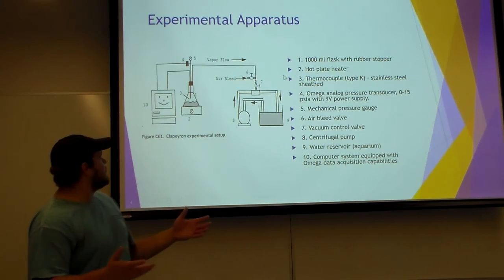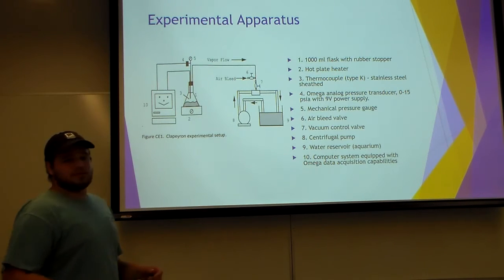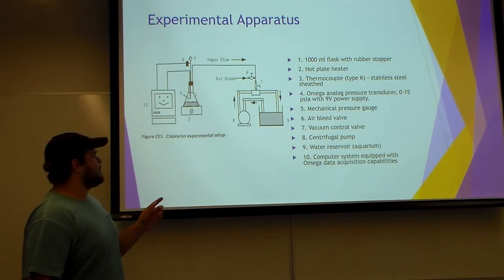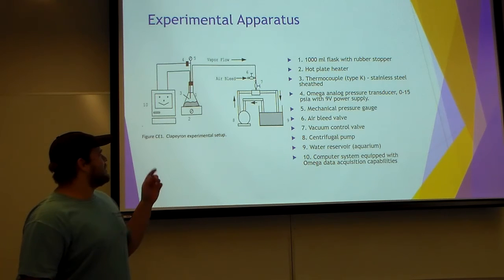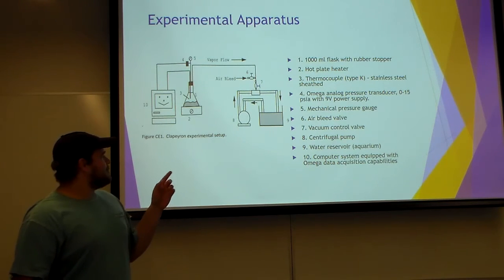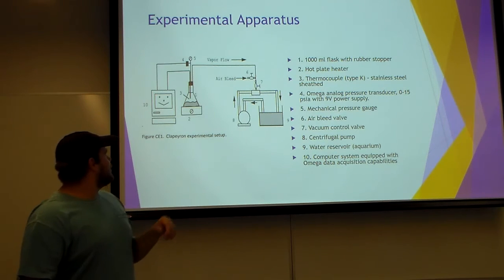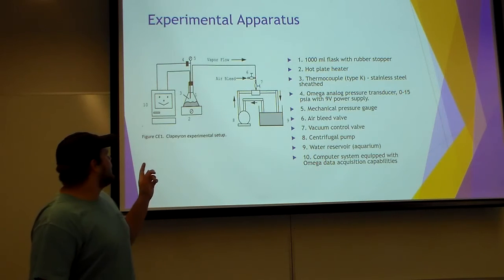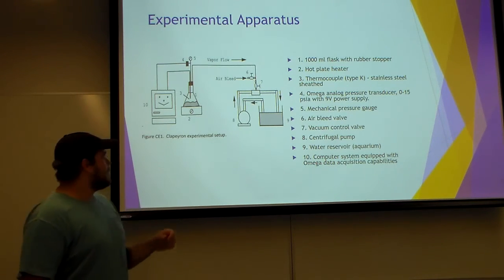So now I'm on to the experiment apparatus. This is the setup we'll be using for the Clapeyron experiment. We're going to be boiling water in a beaker, number 1, on a hot plate, number 2. We're going to be measuring the temperature with the thermocouple, labeled number 3. Number 10 is the computer that's going to be recording the data from that thermocouple, and the pressure from number 4, which is the analog pressure transducer.